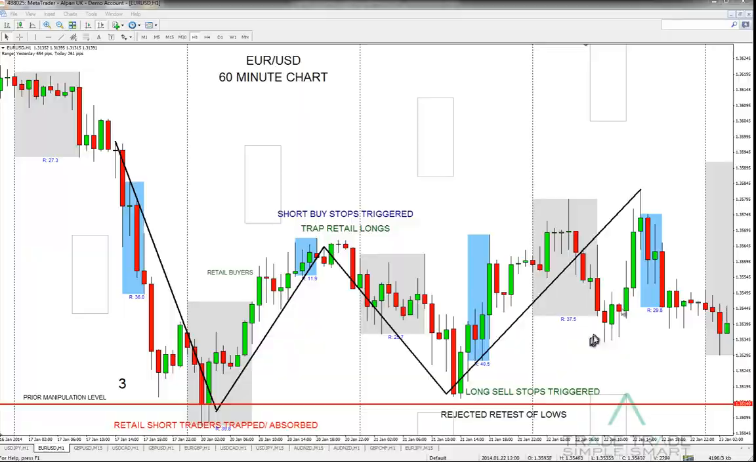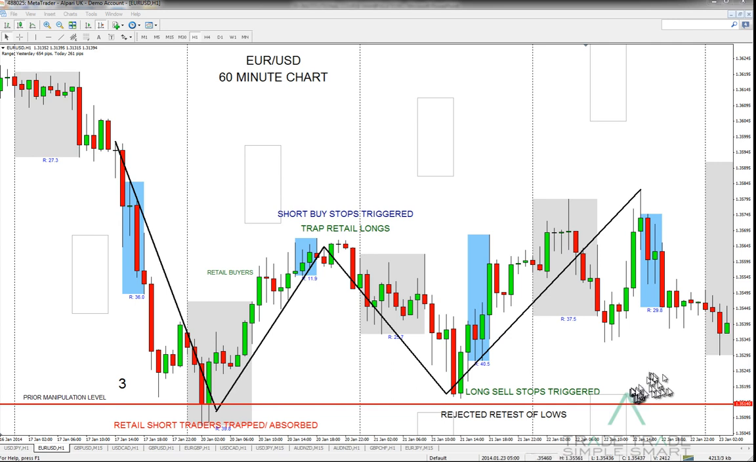In this next example on the euro dollar and the 60-minute chart, we're looking at the W formation, and there is no difference in terms of the process that takes place between the M and the W formation. The M formation is primarily for the accumulation of buy orders that smart money can sell into to move the market into a downtrend, and the W formation is the opposite, where it's the manipulation of sell orders, so smart money can buy into these orders and move the market into an up or a bull trend.